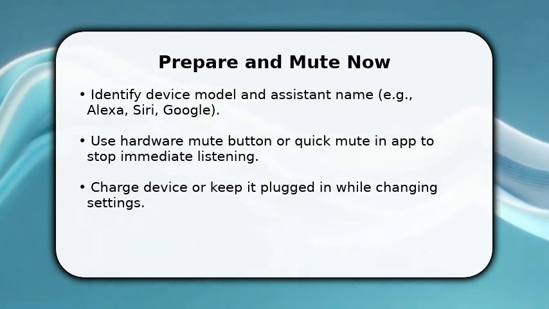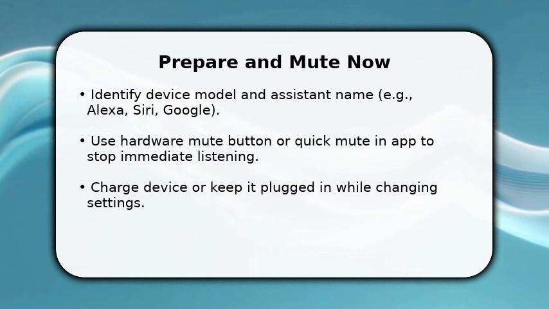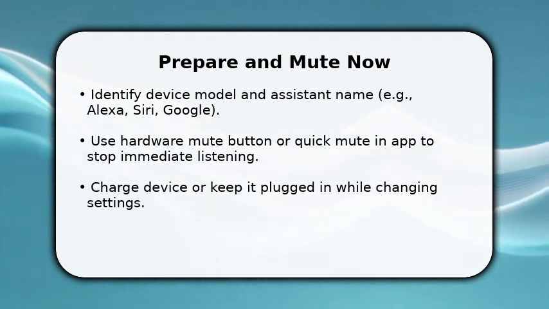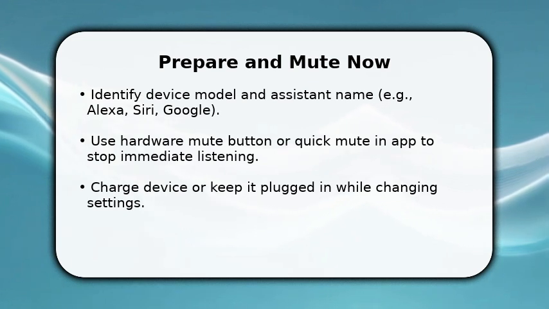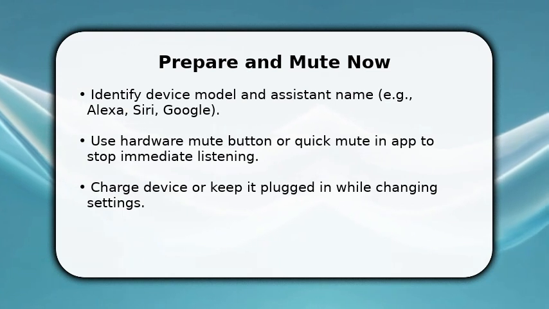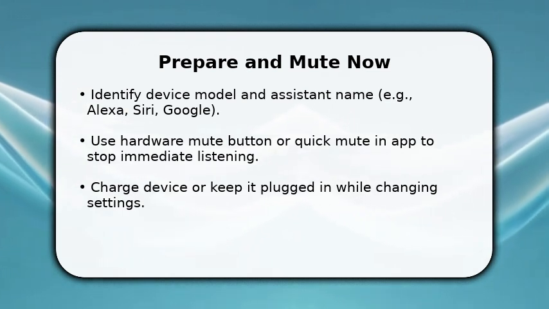Once muted, open the companion app or device settings because the app exposes the toggles you need. You do this now to avoid background recording while you adjust permissions and make sure the device remains powered so changes apply immediately.